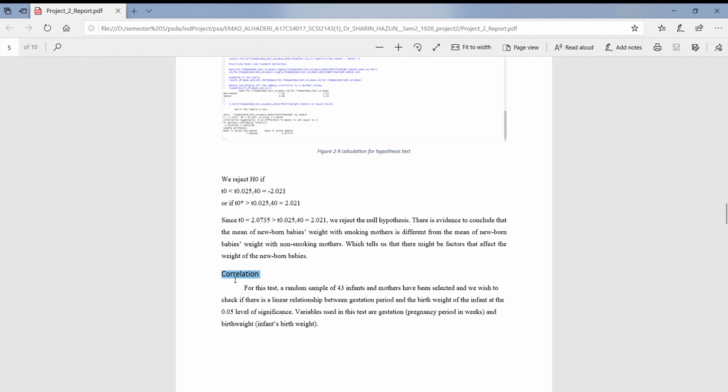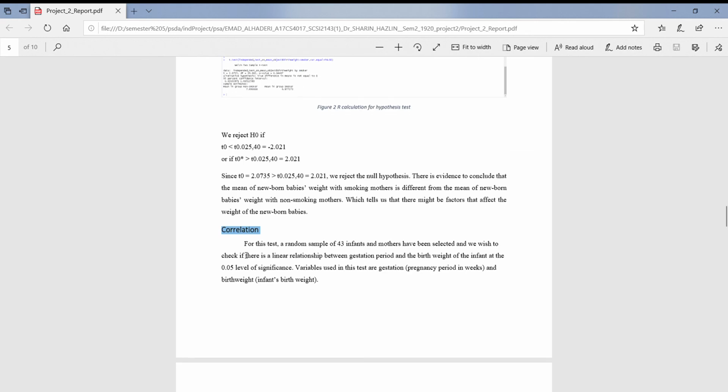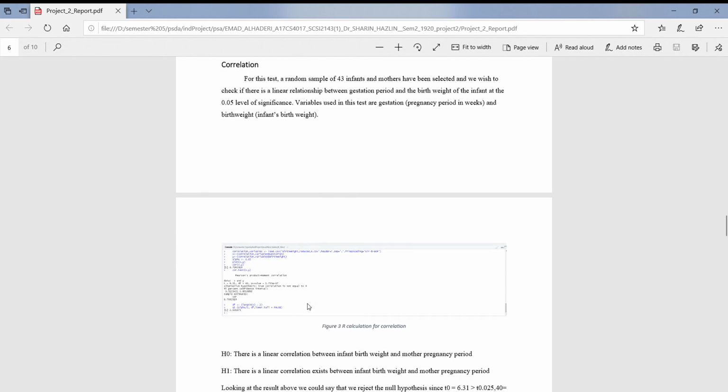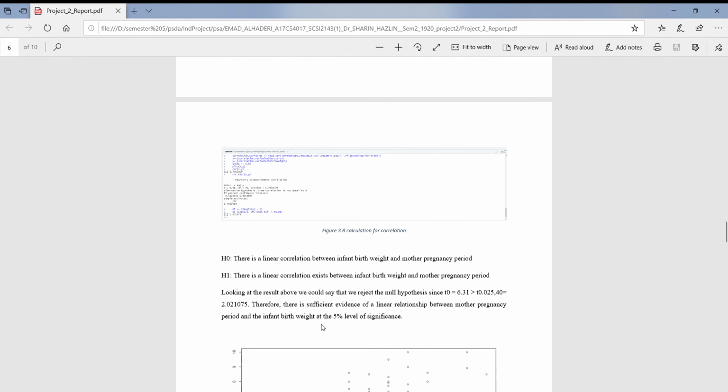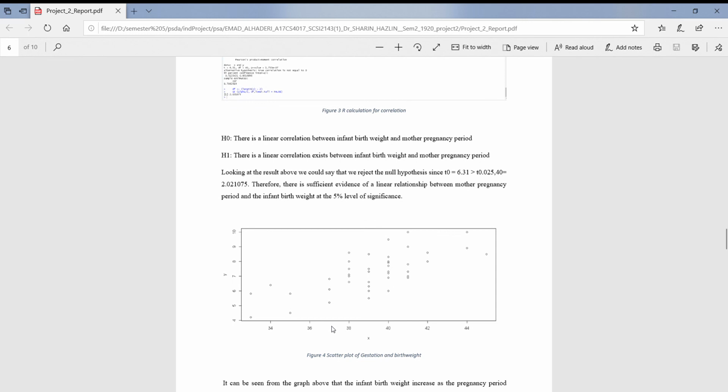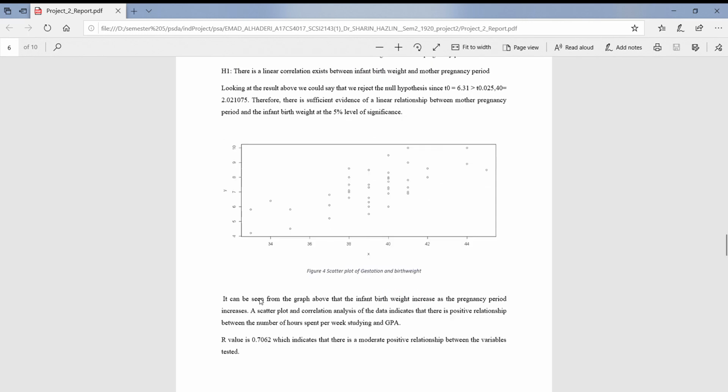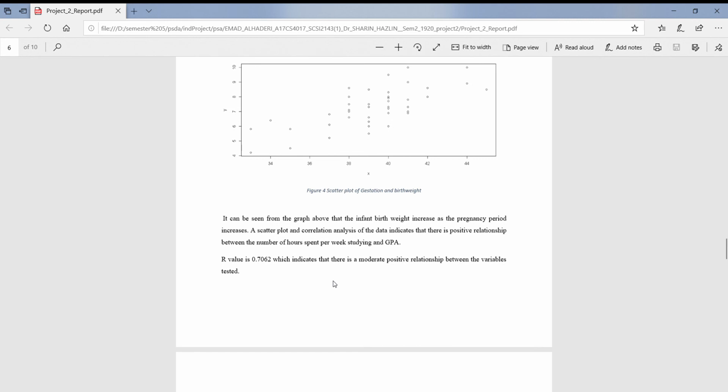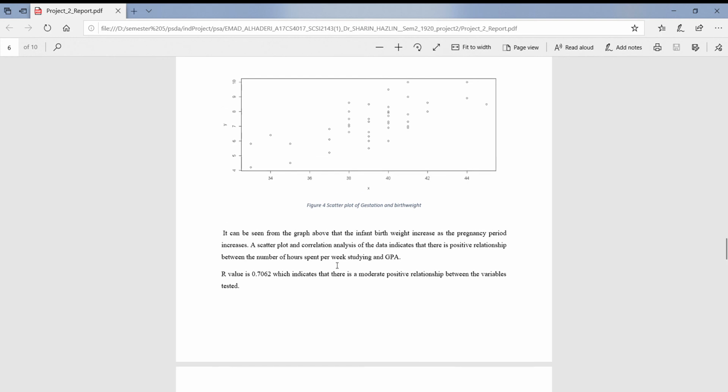So secondly, we'll go to the correlation test. For this test, I want to test if there is a linear relationship between the mother's pregnancy period and the birth weight, at the 5% significance level. After conducting the test, I have found that there is a linear relationship between the two variables, and looking at the scatter plot, we can generally say that there is a positive linear relationship, as the values go from the bottom corner to the upper corner here, so it increases significantly. Looking at the R value, it's 0.7062, which indicates that there is a moderate positive relationship between the two variables tested, meaning that as the pregnancy period increases, the weight of the child increases as well.